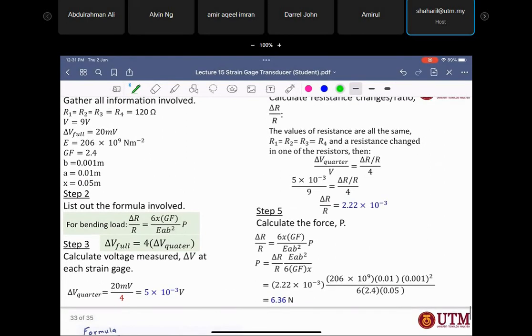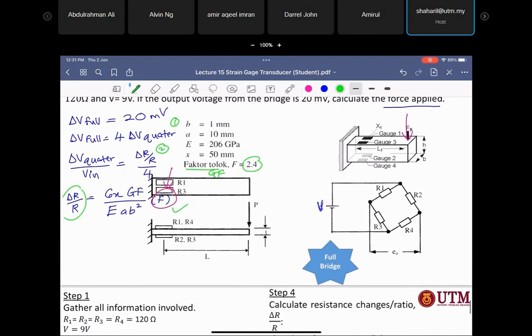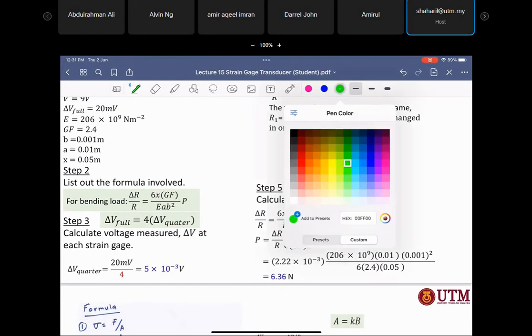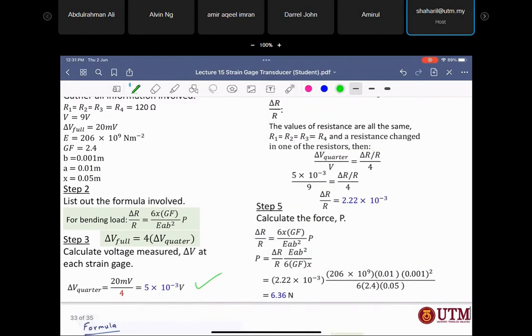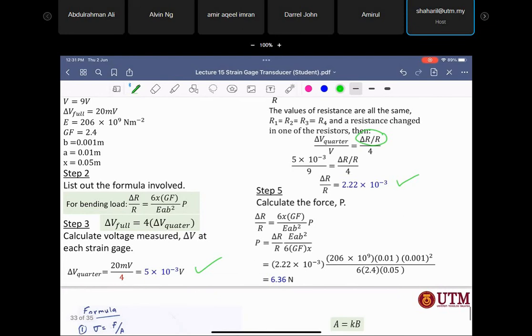Yeah, there are steps here. The first one is to find the delta V quarter. That means you need to divide by 4, delta V quarters. Okay, done. When we get the delta V quarter, we can find the delta R over R here. And then from this we can get the force, or P in Newtons. It's a simple step, right? A very, very simple step, isn't it?